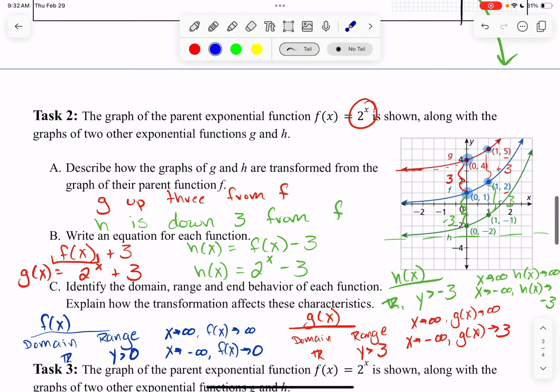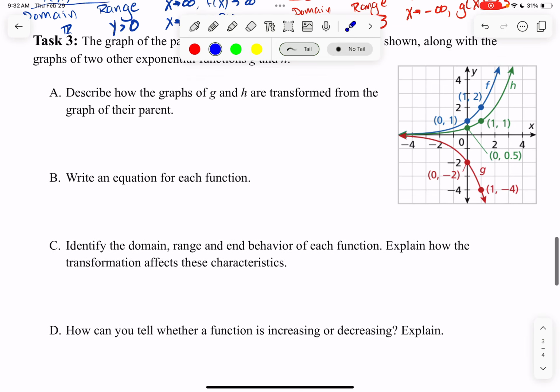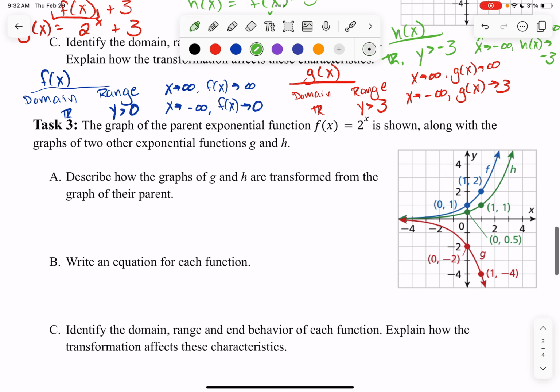All right, so let's do a couple more tasks. Here's task 3. Here we have the graph of a parent function, again 2 to the x in blue, along with the graphs of 2 other exponential functions, g and h. Describe how the graphs of g and h are transformed. So let's look at g first. G is there in red.